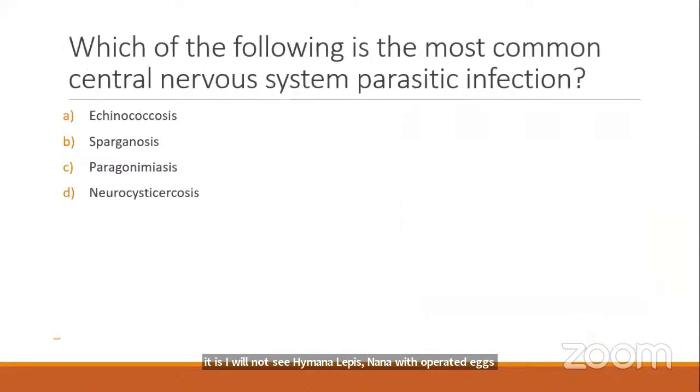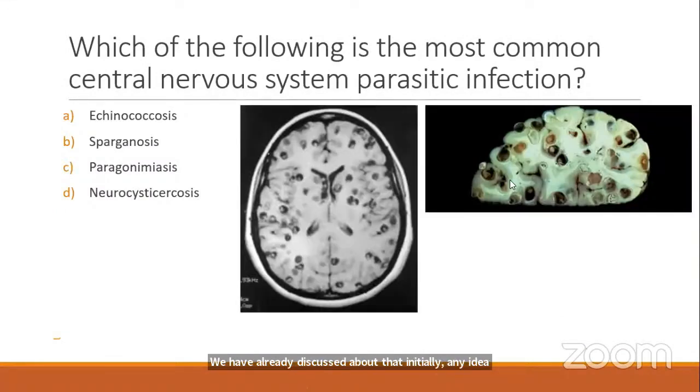Okay. So which of the following is the most common central nervous system parasitic infection? We have already discussed that initially. Yes, it is neurocysticercosis. You can see these are the calcified lesions which can be seen inside the brain parenchyma. It is the most common cause of acquired epilepsy due to parasitic infection. Okay, remember that point.